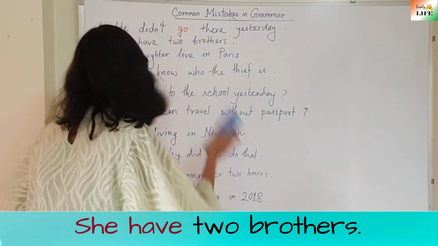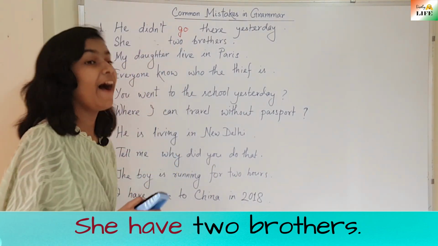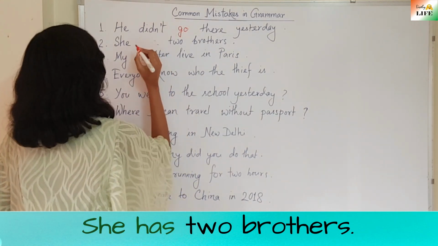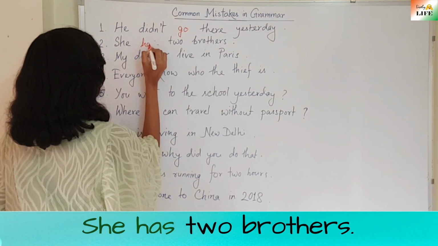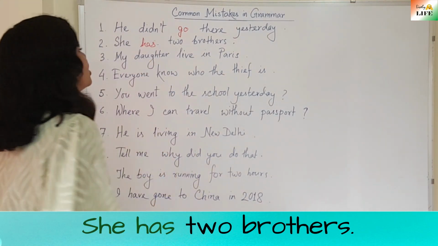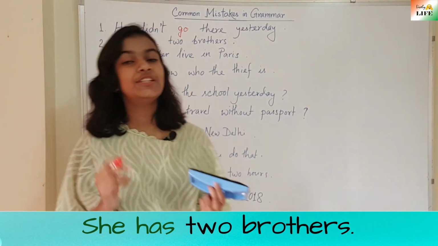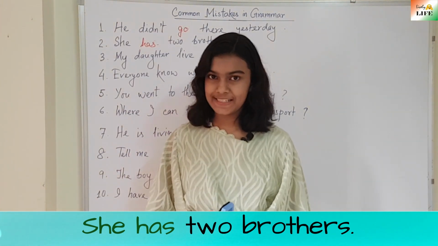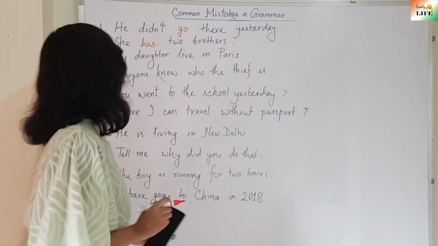So what is the correct version here? She has two brothers. She has two brothers. So this is the correct sentence. Okay. Now the third one.